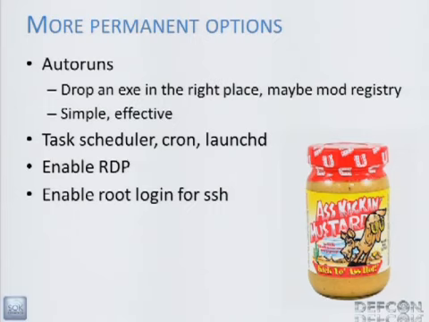So autoruns is super useful. And we have a persistence module for Windows that has several techniques for dumping binaries into the right place, modifying the registry as necessary to make them run. You can also use things like the task scheduler to have it run things later. Cron and launchd are sort of the Unix equivalents. Launchd is the Mac thingy.